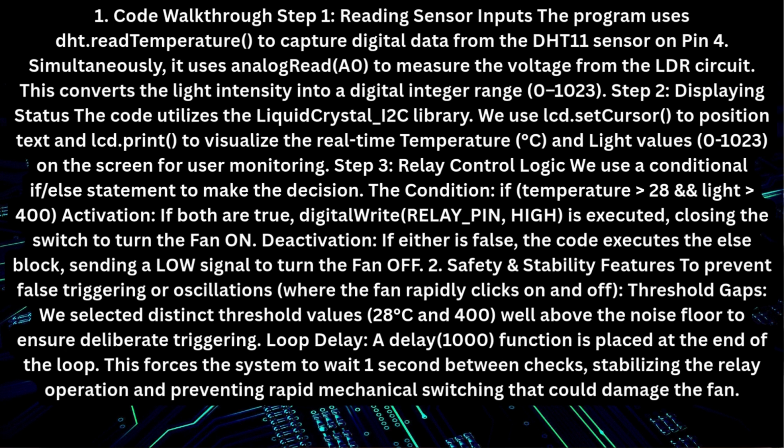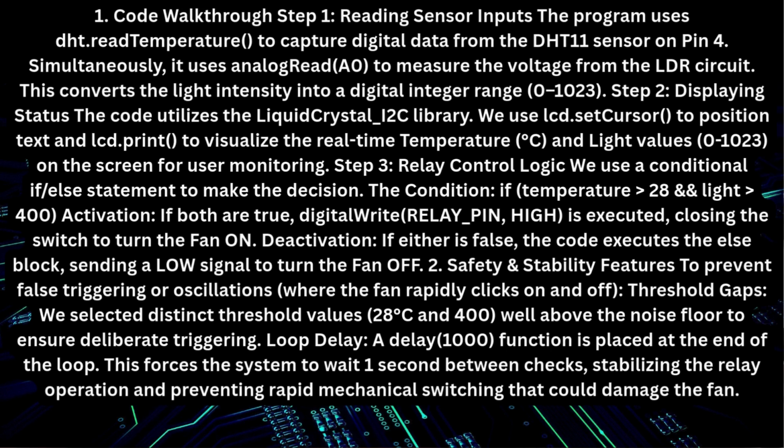The condition: if temperature is greater than 28 degrees Celsius and the light is greater than 400. If both are true, the relay pin will be HIGH, or in other terms, the fan will be on. If either is false, the code executes the else block, sending a LOW signal to turn the fan off.